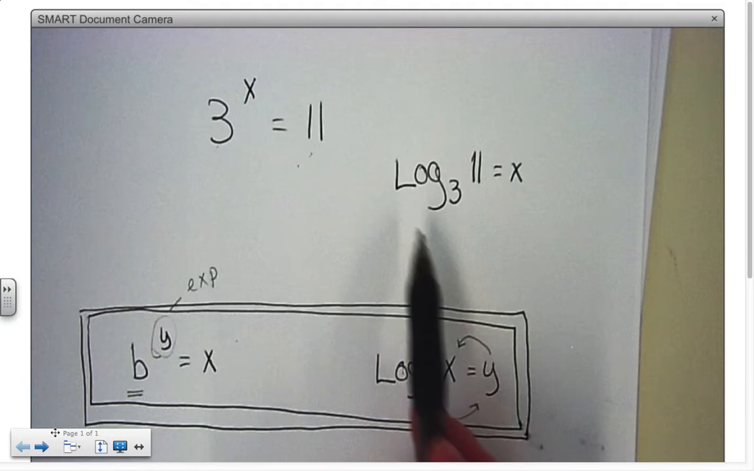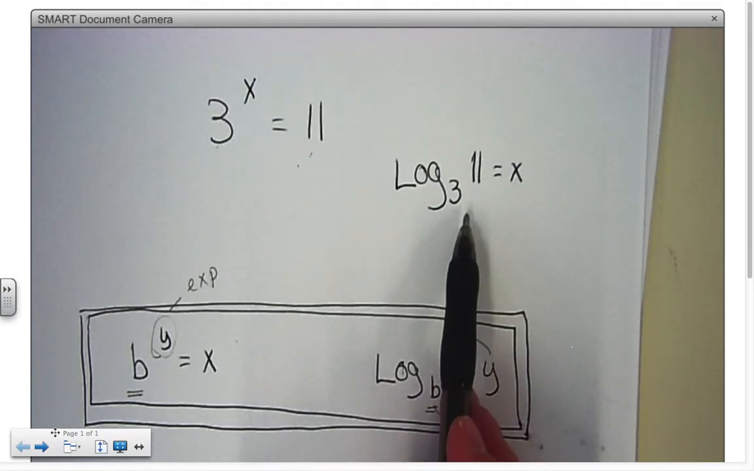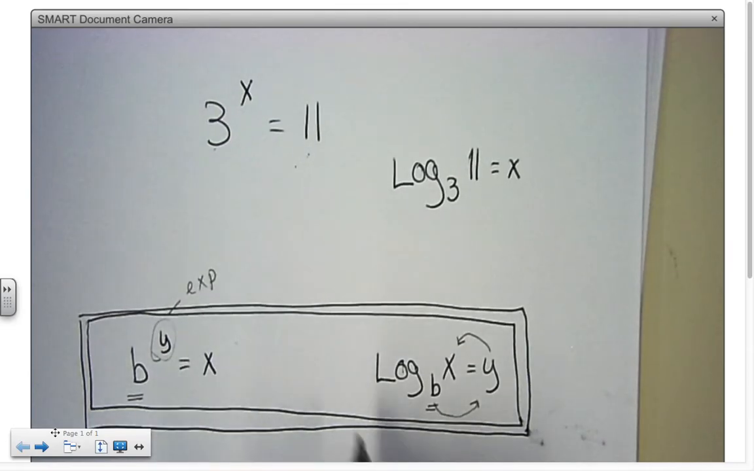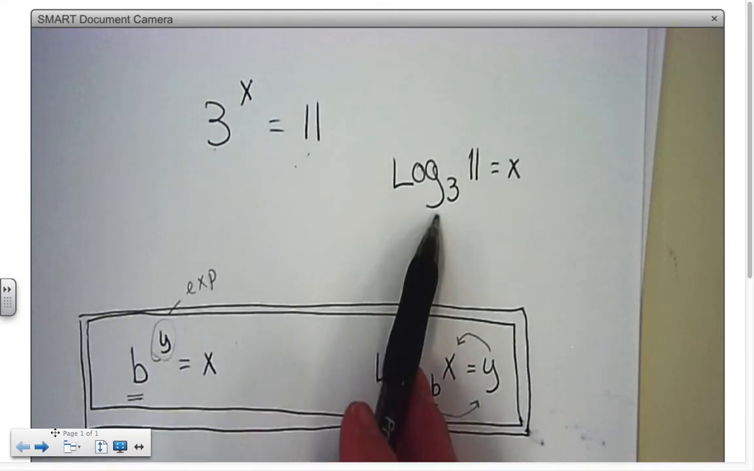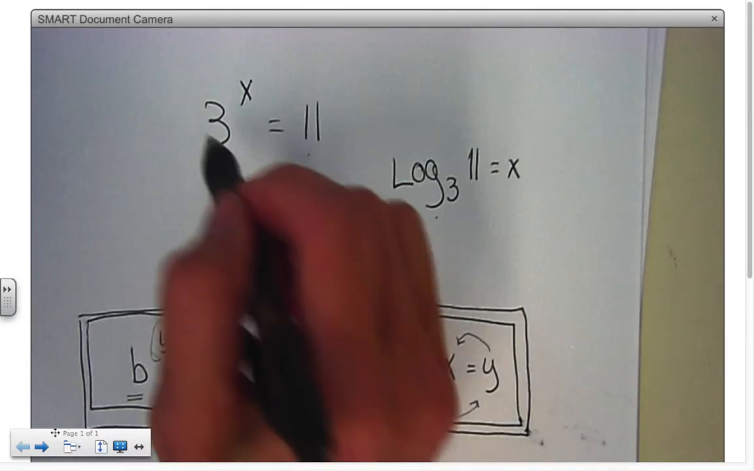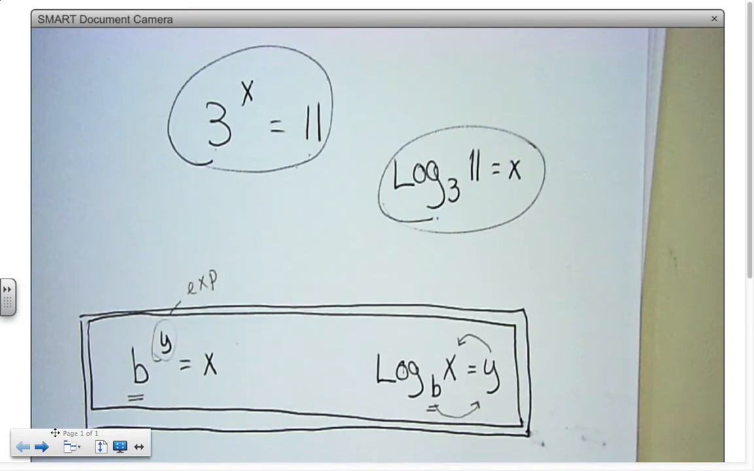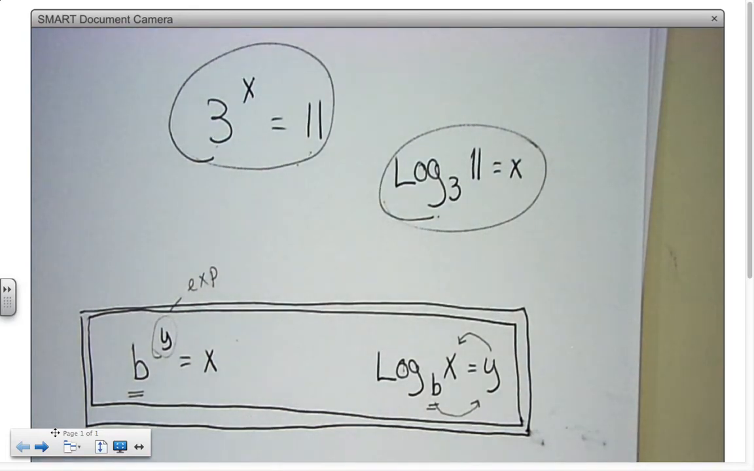And now we can type this straight into the calculator and get an answer. But for now, I don't even care too much about the calculator. I just want you to get comfortable with switching from this to this and switching from this to this. So here's exponential form, and this is called logarithm form. I'm going to give you a few examples of just switching back and forth next.